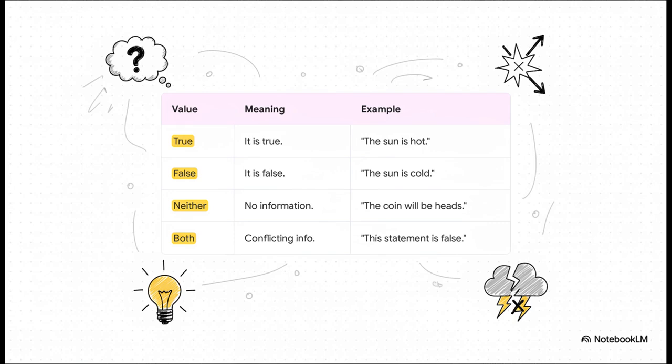Then there's the second, really fascinating tool. It's called Belnap-Dunn logic, and it was originally developed to help computers handle messy, inconsistent data. And as you can see in this table, it doesn't just have two truth values, it has four. You've got your standard true and false, but then you have neither, for when there's just no information, perfect for doubting a coin flip. And you also have both, for when you have conflicting information, like a paradox. It's a system truly built for our messy world.